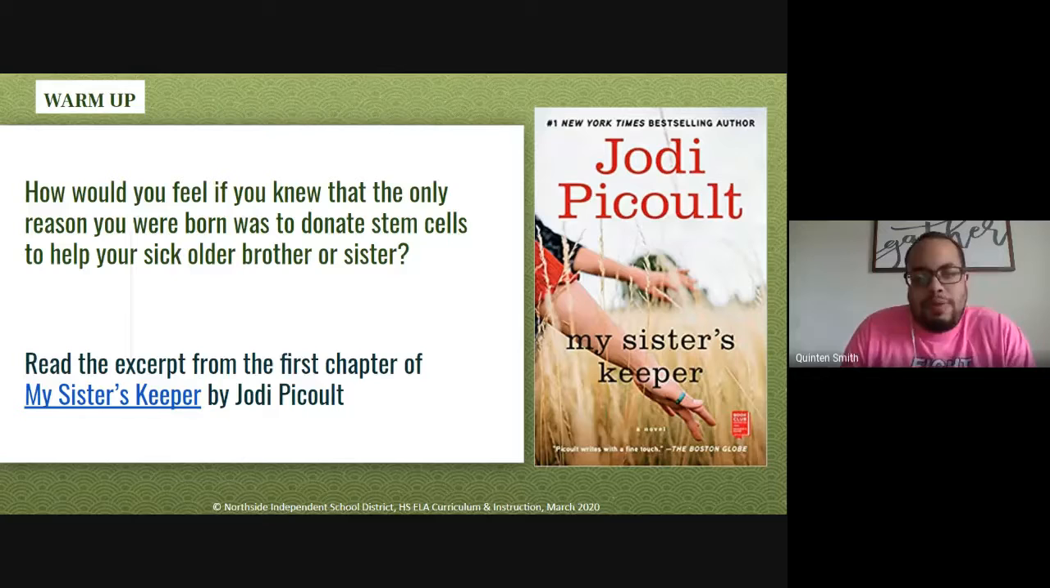So first and foremost, we have a warm-up. Now, some of you may have read this book already. It was a very popular book. It even got made into a movie later. It's called My Sister's Keeper. So ask yourself this: how would you feel if you knew that the only reason why you were born was to donate stem cells to help your sick older brother or sister? So kind of being born just to help your brother or sister. Now, of course, it's great to help out your brother or sister, but how would you feel if you were just born for that specific reason? Take a moment to kind of think about that.